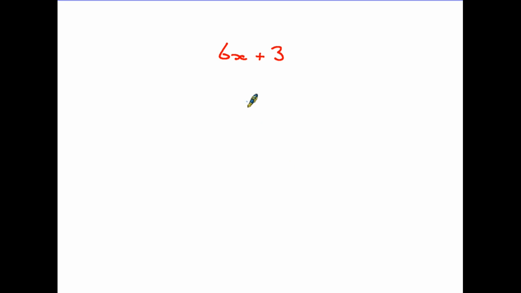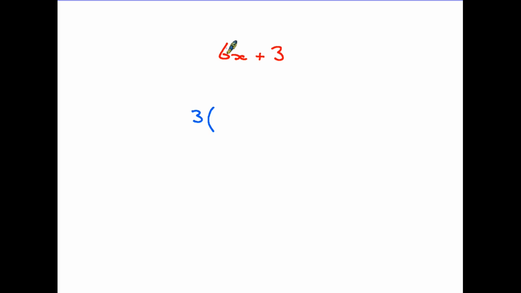Now this example looks very similar but acts slightly differently. You have to be a little bit more careful, simply because we're going to do the same again. So we're going to find out the highest common factor of 6 and 3. We've already had a look at that one. We know that it's 3. There are no x's in common, so we cannot take any x's out. Therefore our brackets are going to come next.